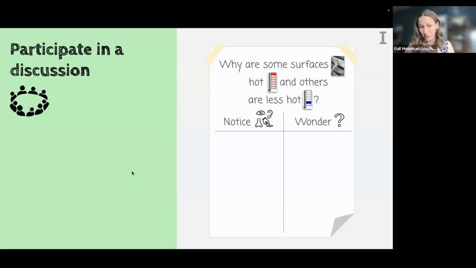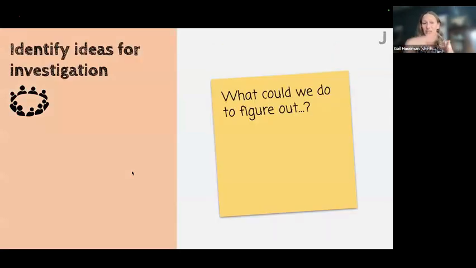So now you can flip our slide, Janita, because scientists like us really like to make a plan for how we might be able to answer our questions. So knowing what you're thinking, what could we do to figure out why surfaces feel hot in some places, but not as hot in other places? Where do you think we might need to go? Think about some of those ideas on our notice and wonder chart. What could we do to figure out our questions? Where might we need to go?